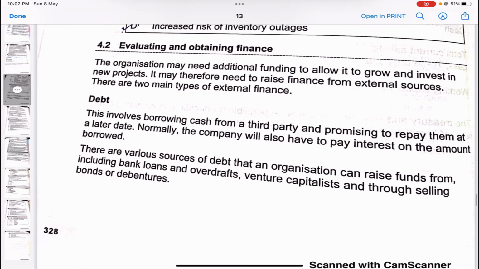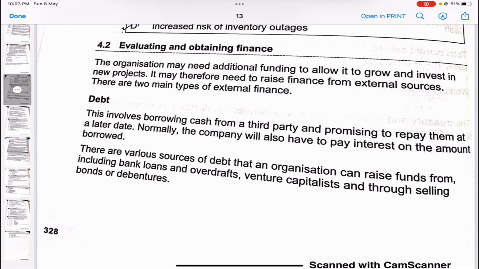Evaluating and obtaining finance. The organization may need additional funding to allow it to grow and invest in new projects. It may therefore need to raise finance from external sources. There are two types in which we can raise finance. The first one is debt. This involves borrowing cash from a third party and promising to repay them at a later date. Normally the company will also have to pay interest on the amount borrowed.